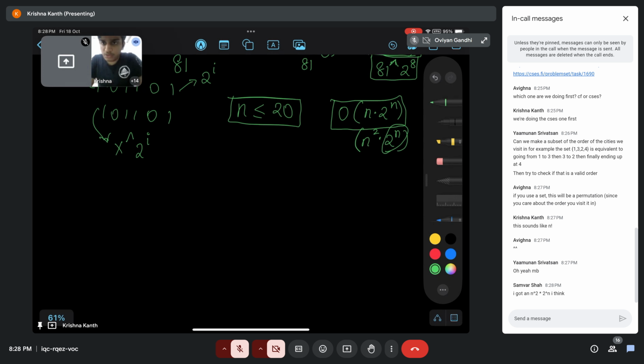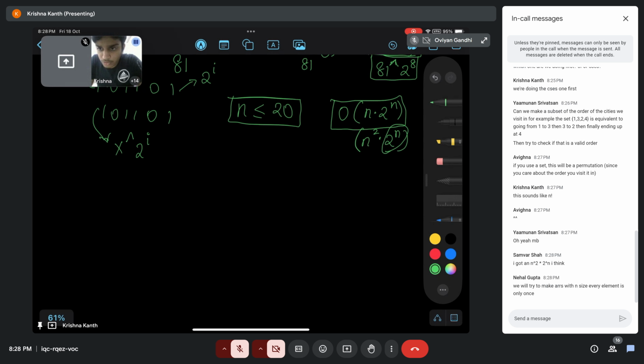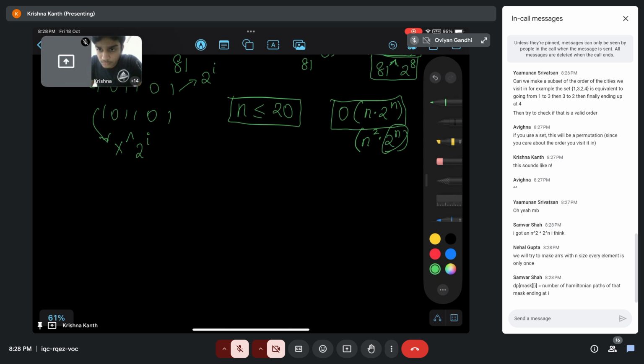Okay, there are some solutions in chat. Someone is saying I got n square into 2 to the power n. Can you share your solution? Yes, your DP state is correct, but why should it be n square into 2 to the power n? I don't see why n square.